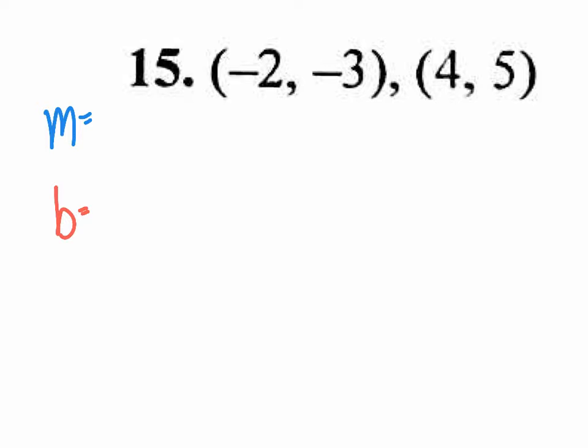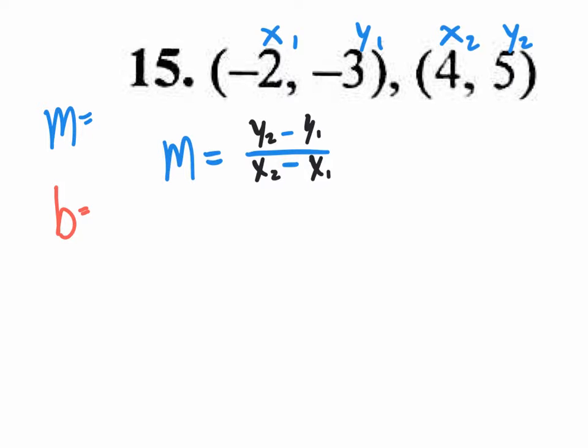And let's start finding the m with the slope formula. There's the slope formula. Let's also label the coordinates. And of course, we label them x1, y1 because this is the first point, x2, y2, this is the second point. And now let's plug in our values.